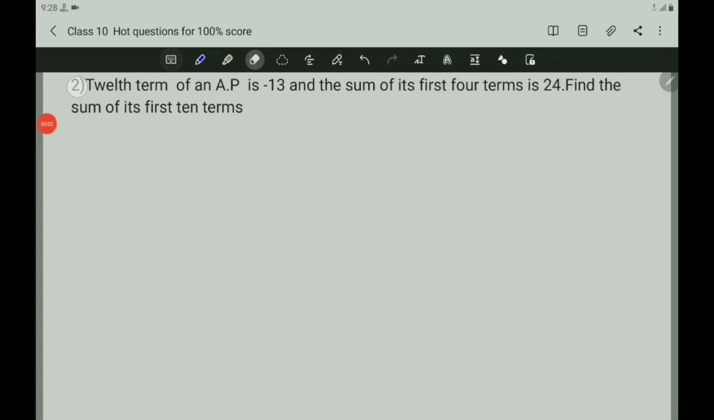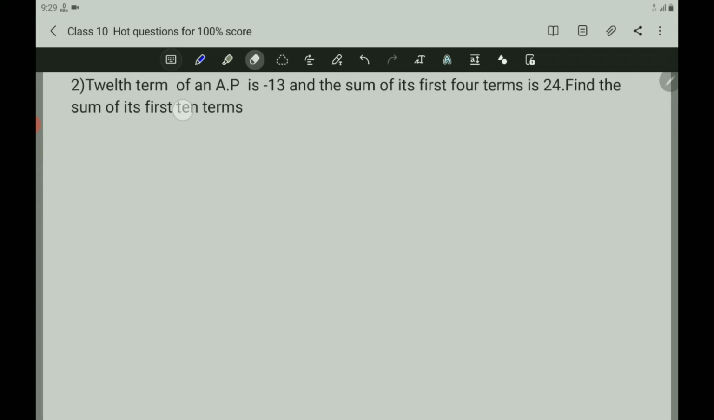Now you take the second question. The 12th term of an AP is minus 13 and the sum of its first four terms is 24. Find the sum of its first 10 terms. Here what is given? The 12th term of an AP is given, that is minus 13. The sum of its first four terms is given, that is 24. Find the sum of its first 10 terms.